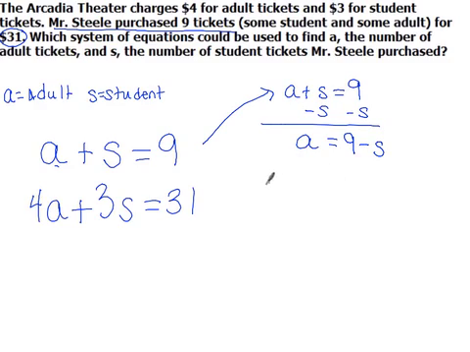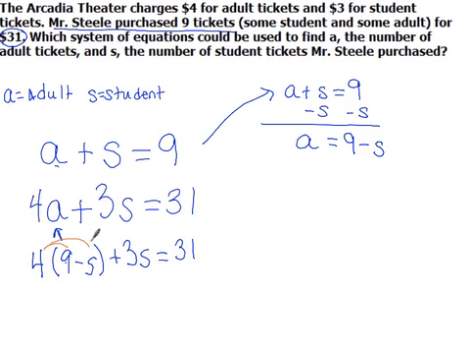Now, I'm going to take that A value and I'm going to come over here and put it in A's place. So I have 4A plus 3S equals 31. But I know A is the equivalent of 9 minus S. So I'm going to now solve this using the distributive property. That gives me 36 minus 4S plus 3S equals 31. Okay, go ahead and finish solving this for S. Pause it, and start it back.